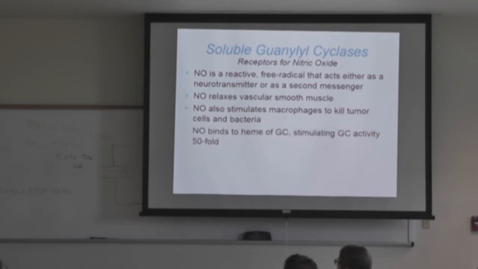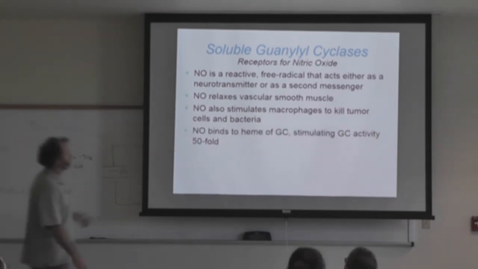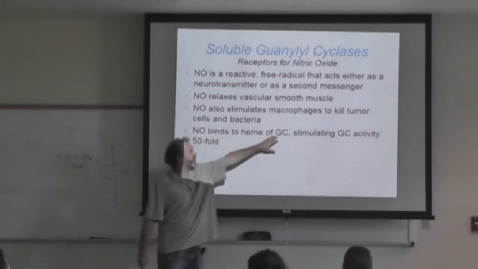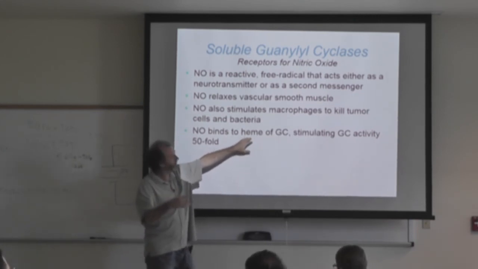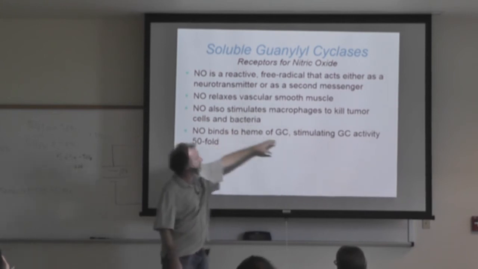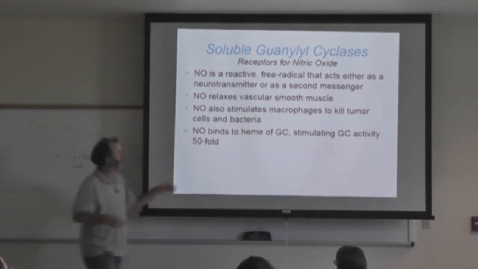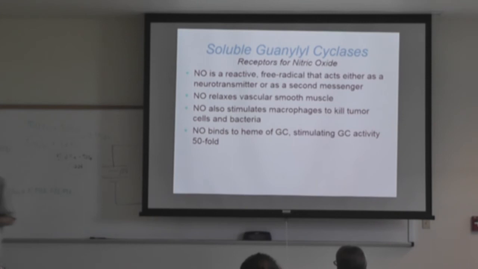So NO binds to a guanylyl cyclase receptor, and this guanylyl cyclase has a heme group that will actually be able to bind the nitric oxide, stimulating that GC activity 50-fold. So it starts kicking out cyclic GMP from GTP when it binds to that.